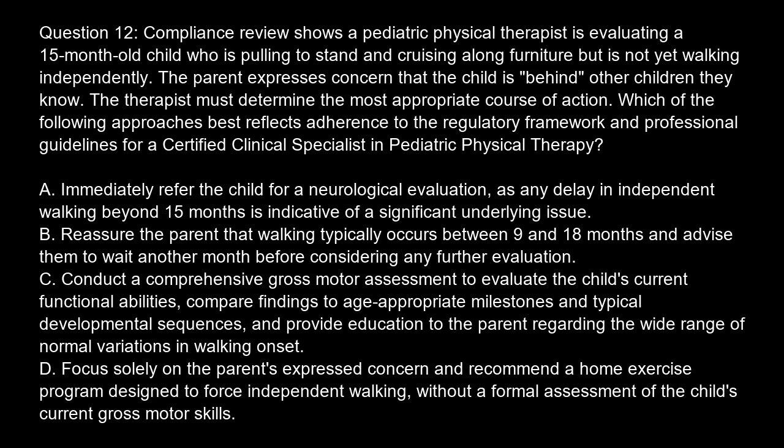Option C. Conduct a comprehensive gross motor assessment to evaluate the child's current functional abilities. Compare findings to age-appropriate milestones and typical developmental sequences, and provide education to the parent regarding the wide range of normal variations in walking onset. Option D. Focus solely on the parent's expressed concern and recommend a home exercise program designed to force independent walking, without a formal assessment of the child's current gross motor skills.